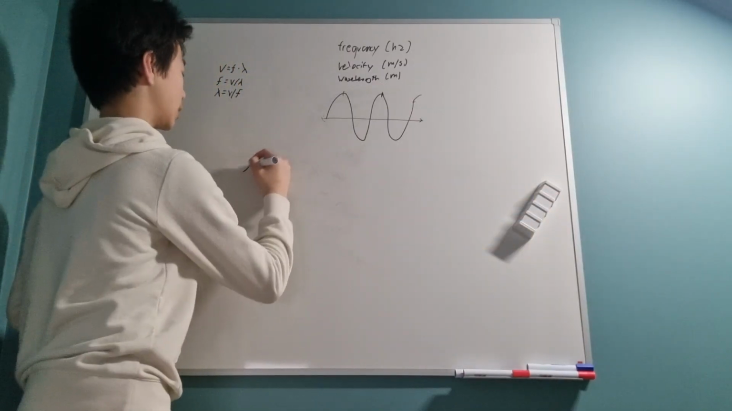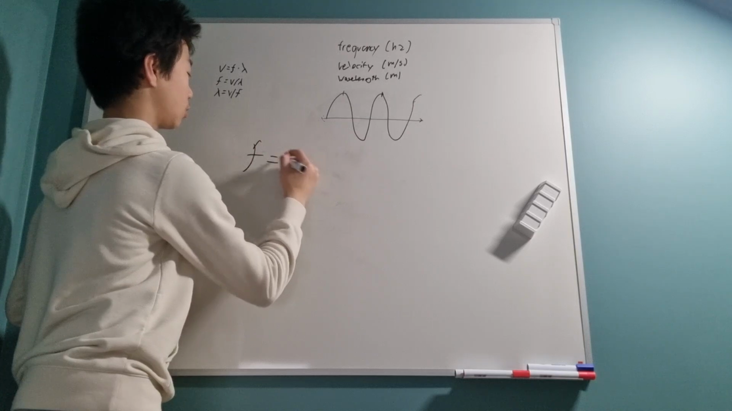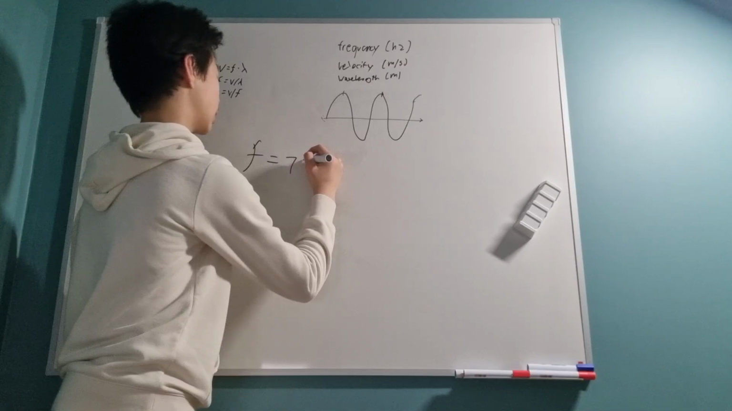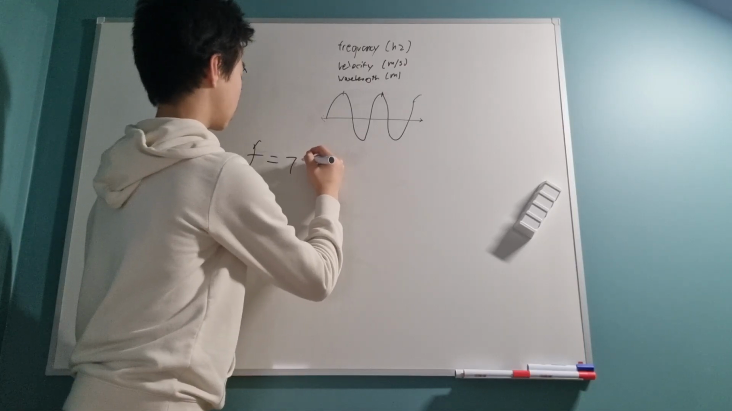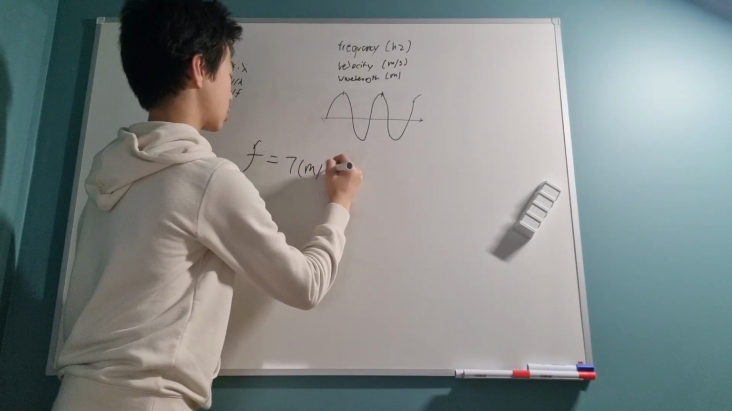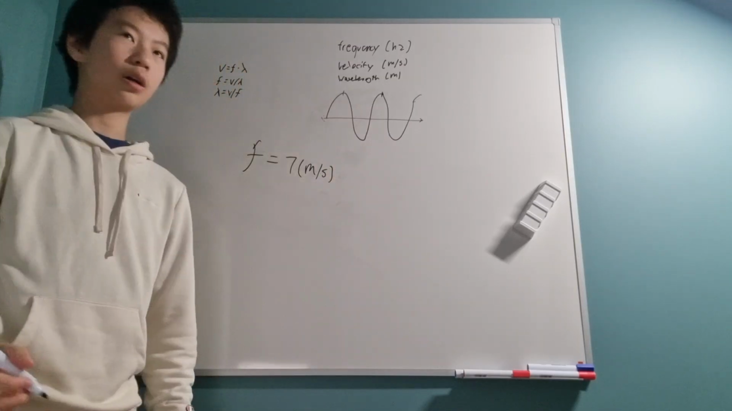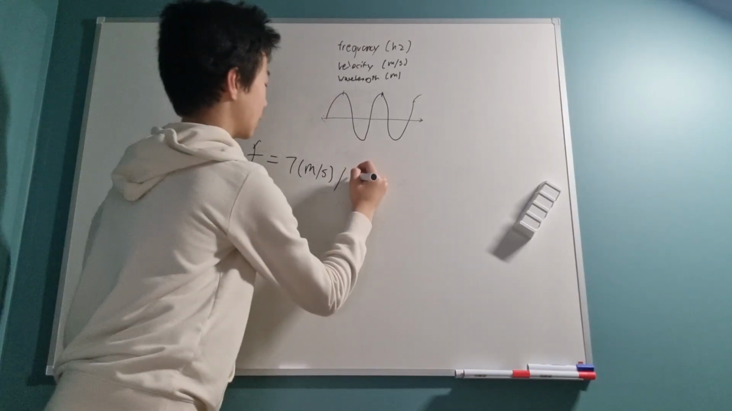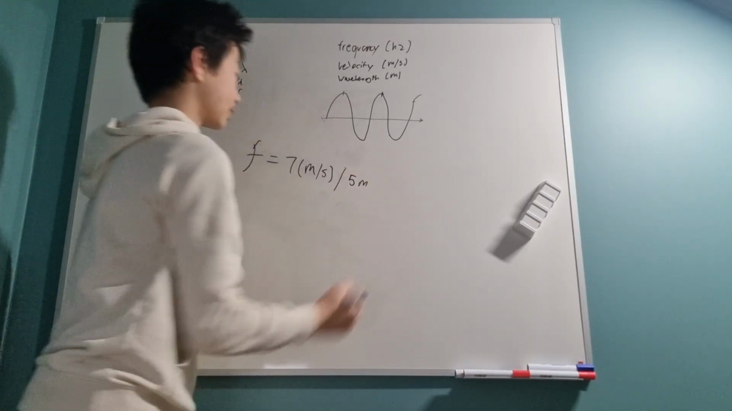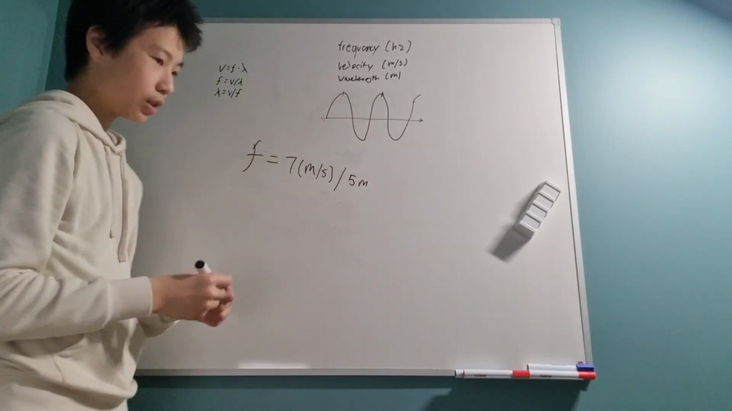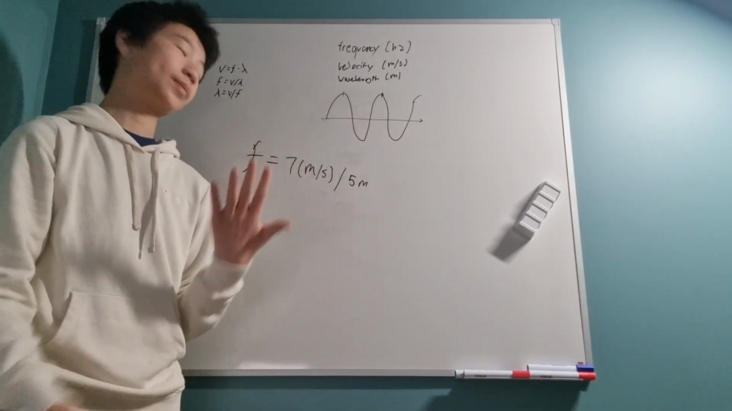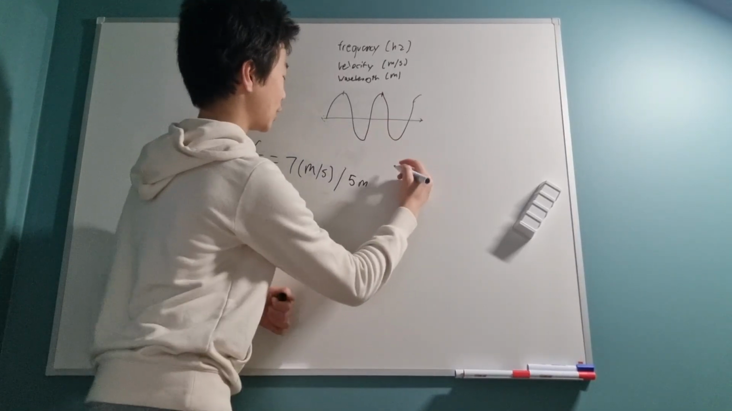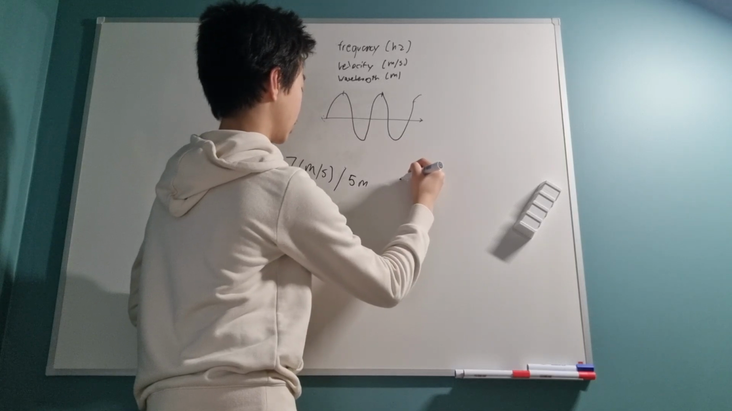Now let's move on to the frequency. So let's say we have the frequency over here equals, let's say we have a velocity of 7, just a random value again, 7 meters a second, and we have it divided by the wavelength. Let's say it's 5 meters. Okay, so we have to calculate it, and let's just do some maths over here. We have 7 divided by 5.